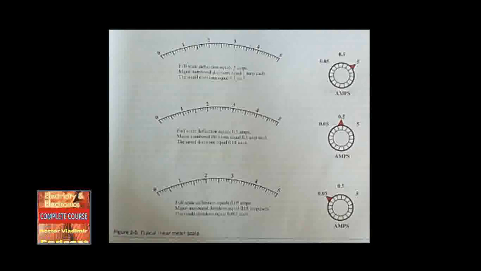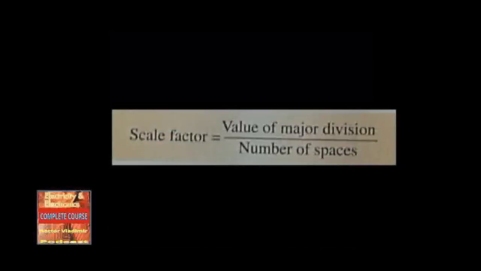On the scale, the first major division is marked with a 1. In the top example, the range selector is set to 5 amps. This means that the full scale deflection is 5 amps. On this scale, the 1 represents 1 amp. There are 10 spaces between the 1 and the 0. By dividing 1 by 10, we can conclude that each space is equal to 1/10, or 0.1 of the first major mark, or 0.1 amp.